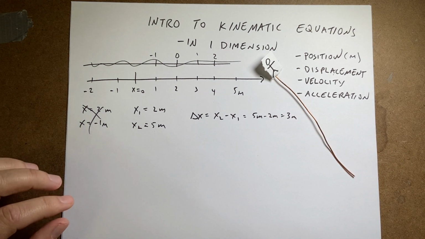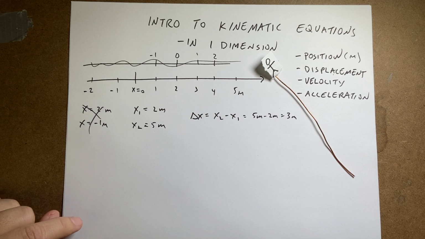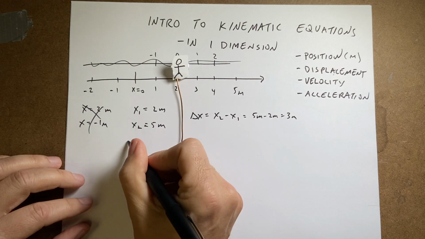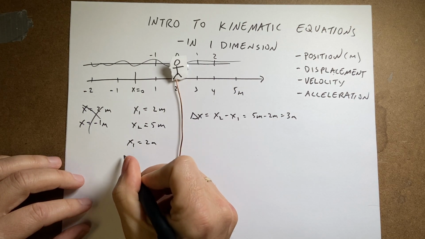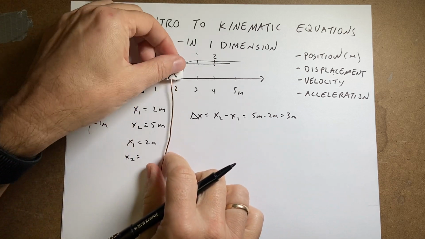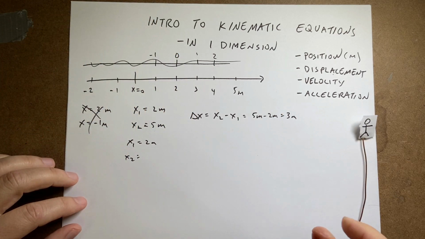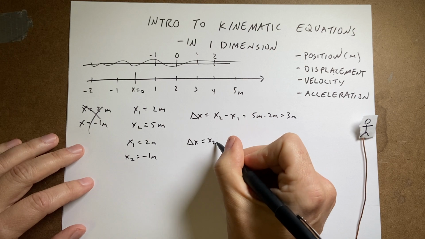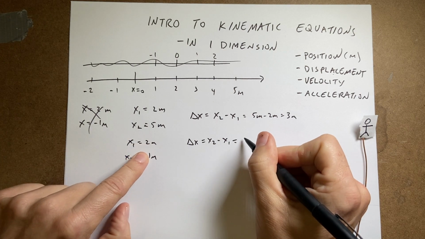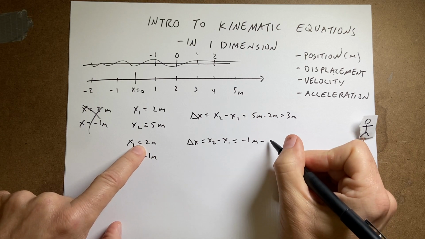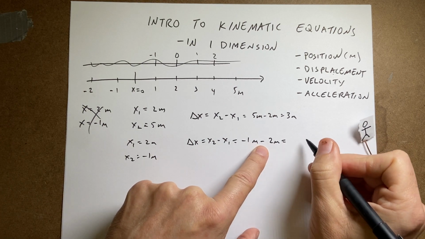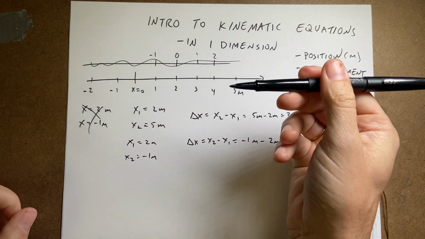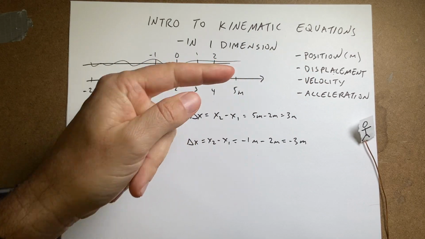And in 1 dimension, delta x could be a positive number or it could be a negative number. Let's say I go from here, x1 equals 2 meters. x2 equals -1. Then what would the displacement be? In this case, delta x would be x2 minus x1. No, I'm sorry, -1 meter minus 2 meters. And that's going to be -1 minus 2 is -3 meters. So if you have a negative displacement, that means you're moving in the negative x direction. A positive displacement moves in the positive x direction.